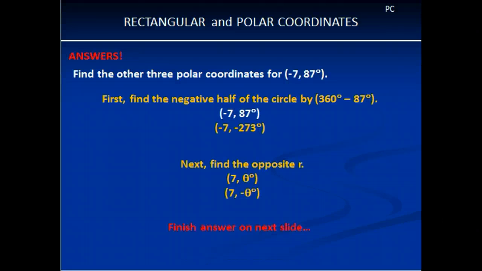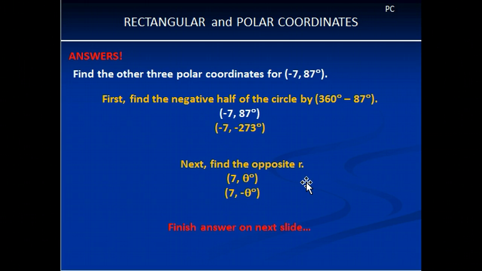Okay, here are the answers. To find the others, we have negative 7 and 87. So first, find the negative half of the 87 degrees. So we're just going to say, oh, that's easy. 360 minus 87 degrees is going to be the other half. So now I have negative 7, 87 degrees, and negative 7, negative 273.